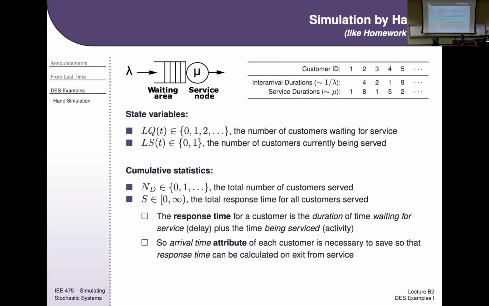Cumulative statistics you have to keep track of. In my example, I don't have F in here, but you do have to keep track of F, which I defined earlier in your homework. I am going to show in this example ND, the number of departures, and S, which is the total response time for all customers served. At the end of the sim, you could divide S by ND to get the average response time for a customer. That's why we keep track of S. But as we're moving through, we don't know what ND is going to be at the end, so we keep track of the denominator and the numerator of that average separately.